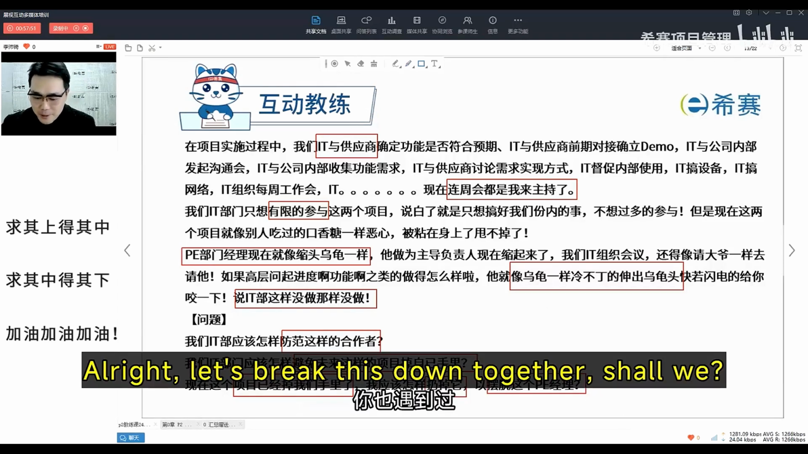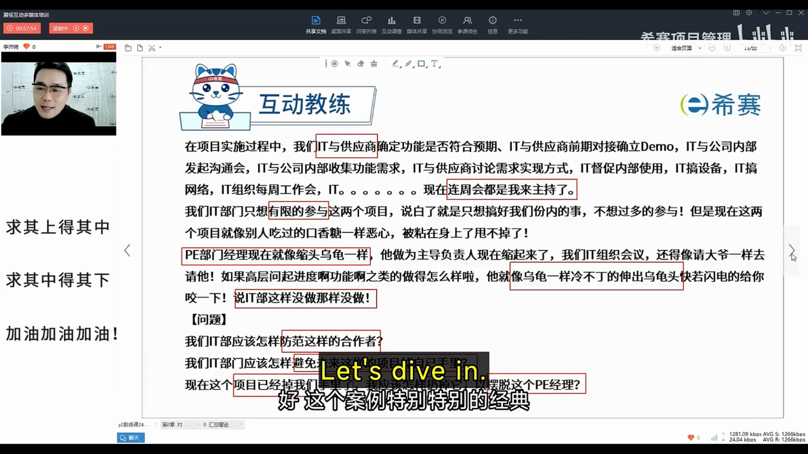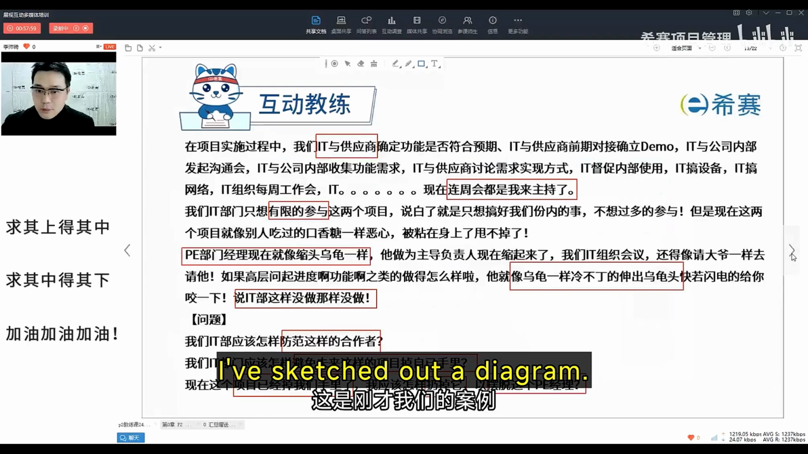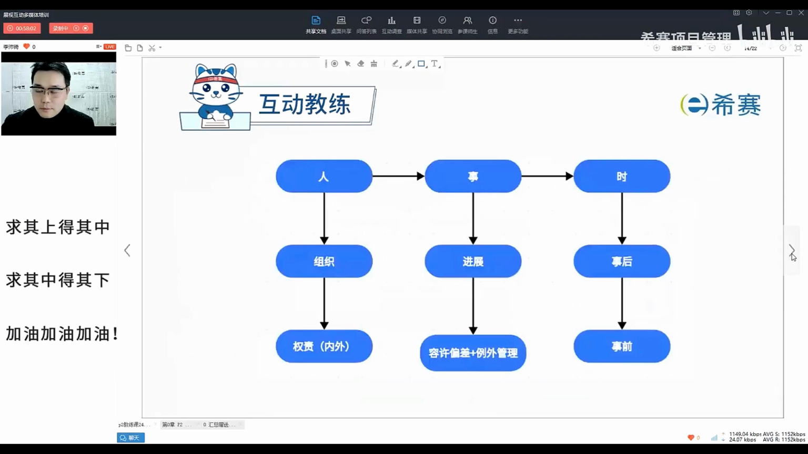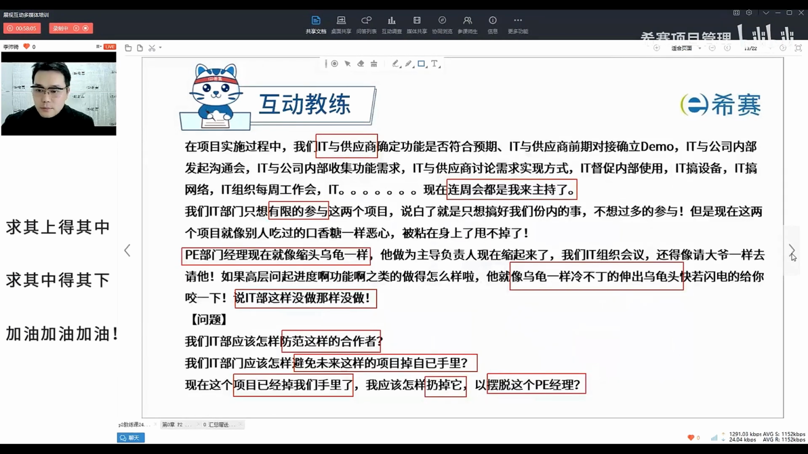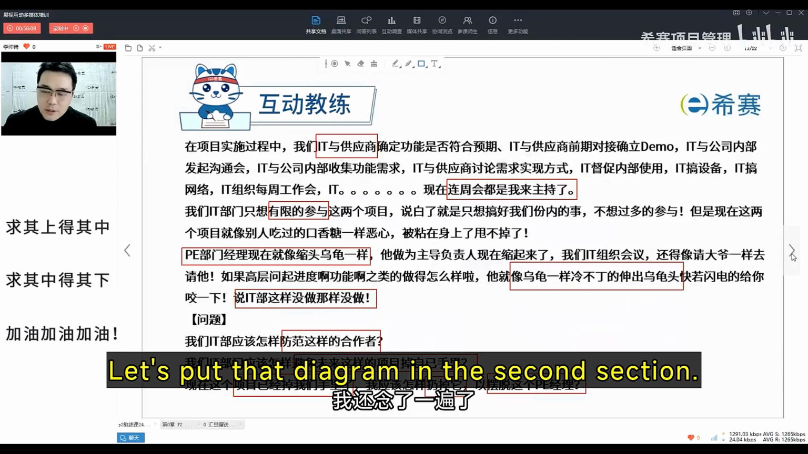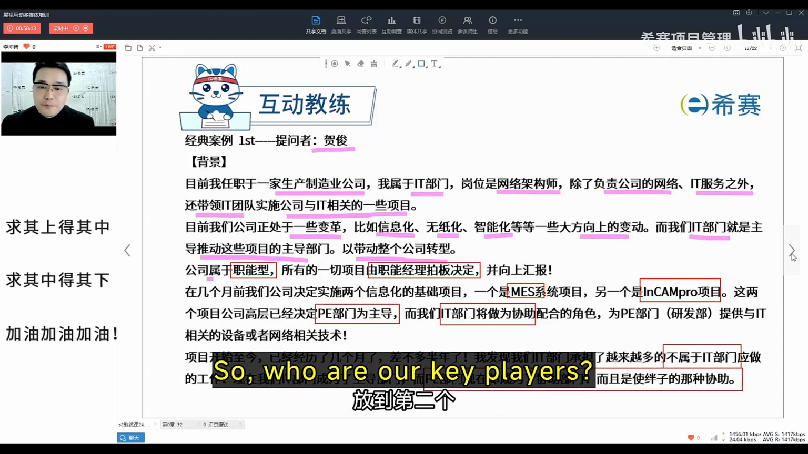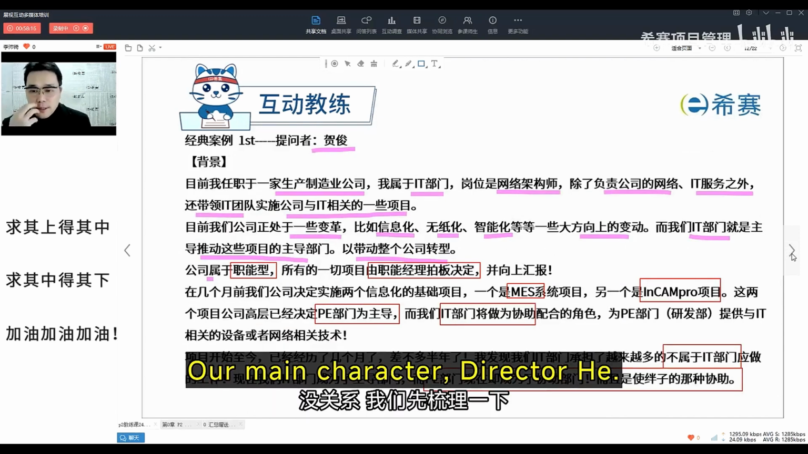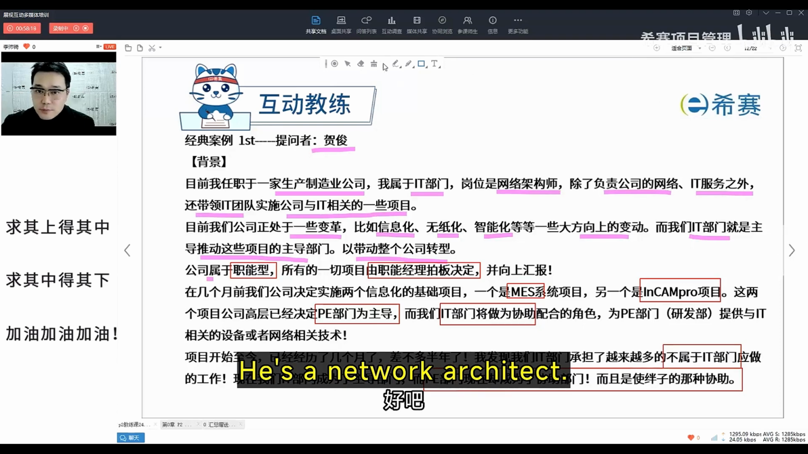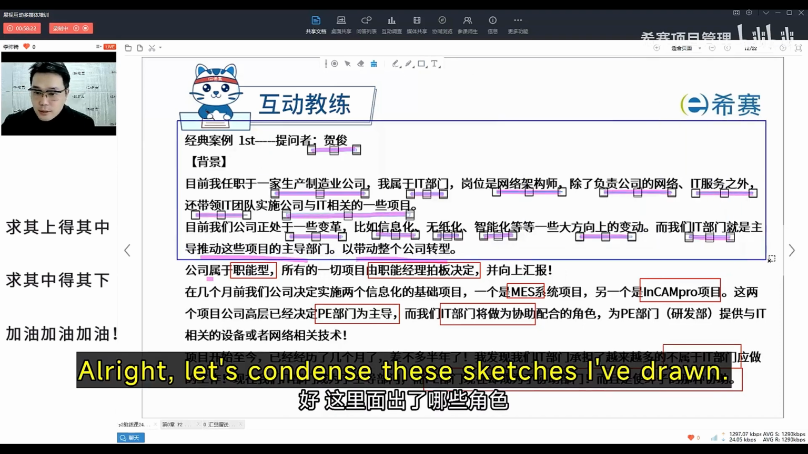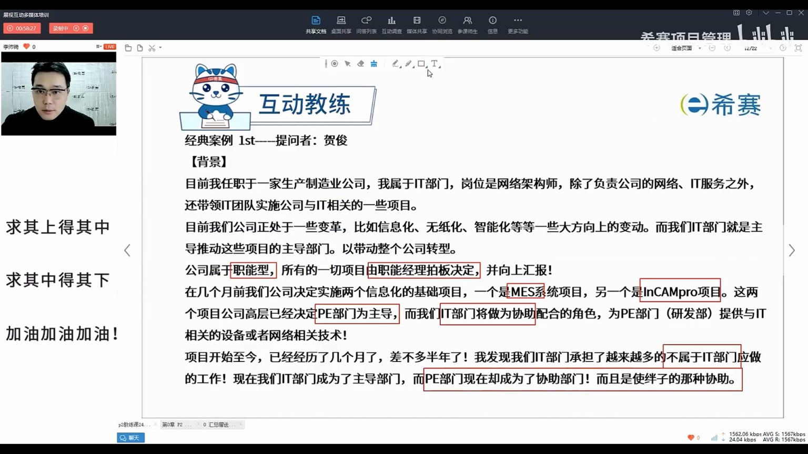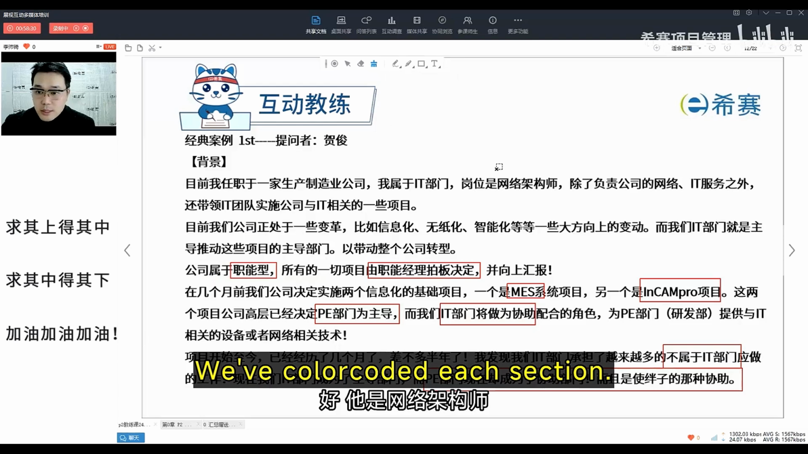Alright, let's break this down together, shall we? Let's dive in. Here's our recent case study. I've gone over it again. I've sketched out a diagram. Let's put that diagram in the second section. First, let's outline the basics. Great. So, who are our key players? Our main character, Director He. He's a network architect. Alright, let's condense these sketches I've drawn. We've highlighted all of them. We've color-coded each section.